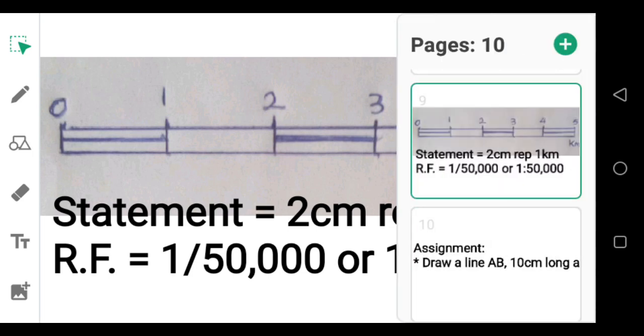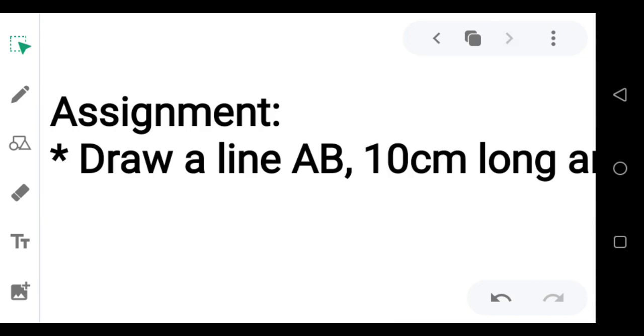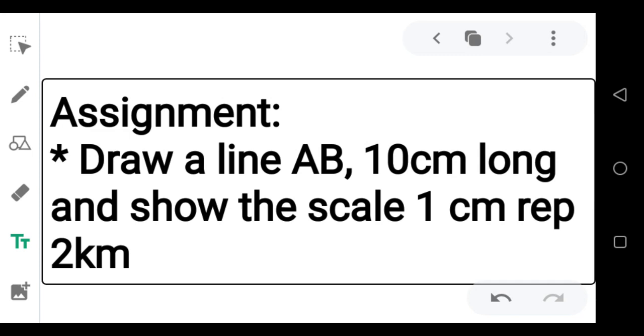Now, I'm going to leave you with an assignment. Draw a line AB 10 centimeter long and show the scale 1 centimeter represents 2 kilometer. You can do this and send it to me on my WhatsApp page. I will mark it and give you your feedback.